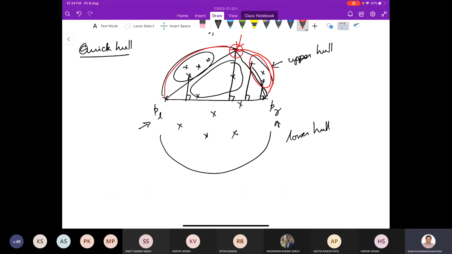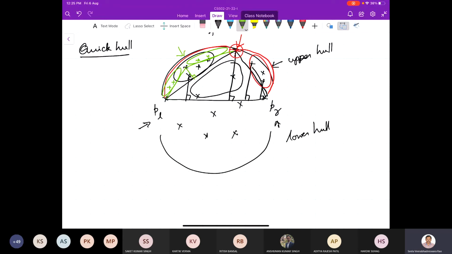Okay, so once we did this, we do the same thing once again for this part. You consider all the points here, and the one which makes the largest perpendicular distance from this line. You do this and you take this triangle. All the points within the triangle are not part of the final convex hull. You can remove them. If there are some points here, you consider them and find this part of the convex hull. If there are some points here, consider them and find out this part of the convex hull.